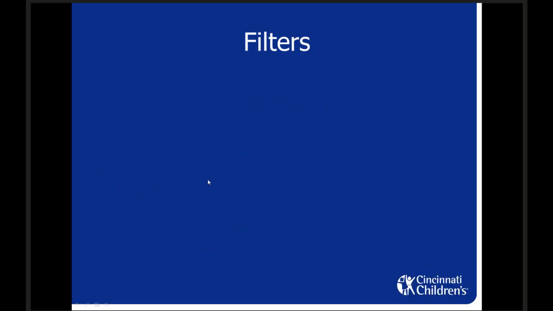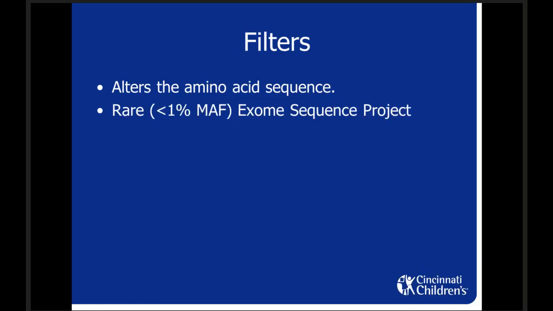So the filters that we're going to use today are, first of all, that it does alter the amino acid sequence, and that it's relatively rare. In the example today, I'm going to use data from the exome sequencing project, with the criterion that the minor allele frequency of the SNP has to be less than 1%. This will also include any novel polymorphisms. By definition, a de novo SNP is a Mendel error, so we're going to use that as one of our filters. And as I mentioned, the child has to be heterozygous.